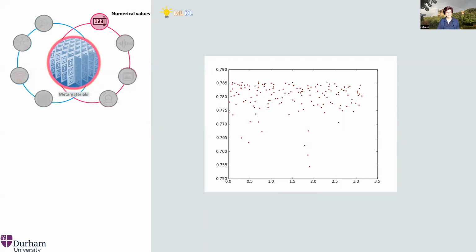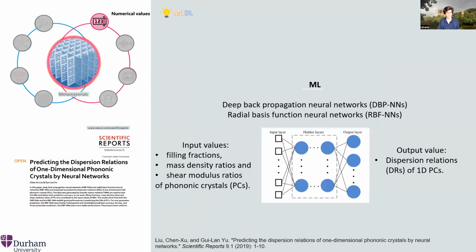So talking about the numerical data, we saw that machine learning and deep learning is a good candidate to deal with. I would like to go to this paper. It's published in 2019. And the input to this network are exactly data points. They are, for example, filling fractions, mass density ratios, or shear modulus ratios for phononic crystals or PCs. And what has happened in this paper is using two different machine learning methods like deep backpropagation neural networks and radial basis function neural networks. And both of them are machine learning methods.